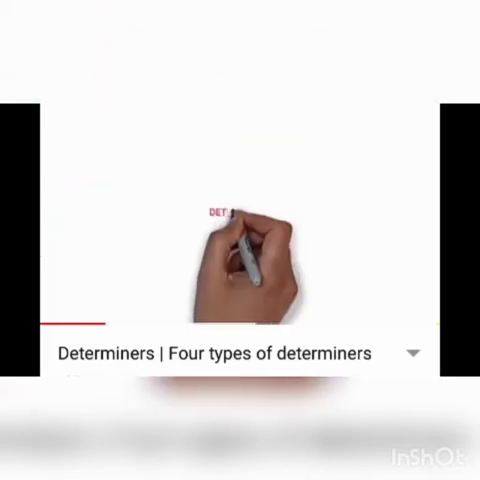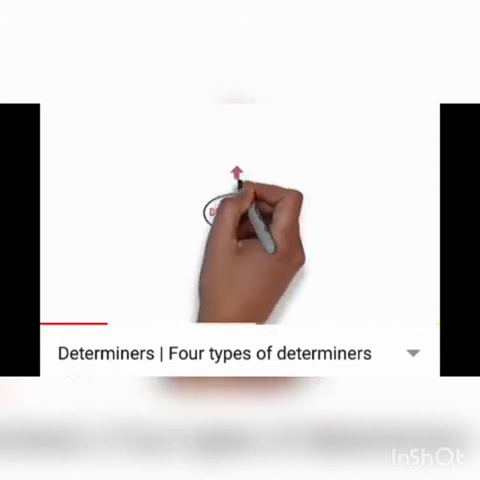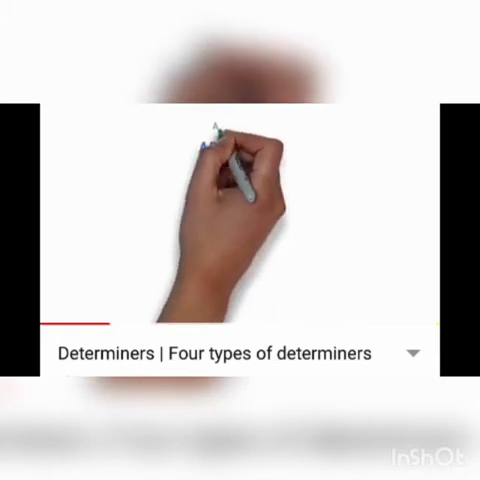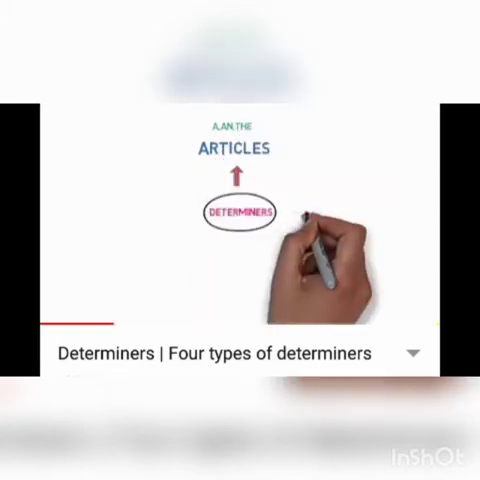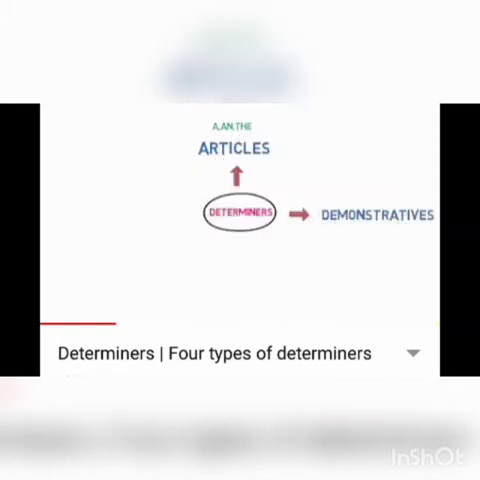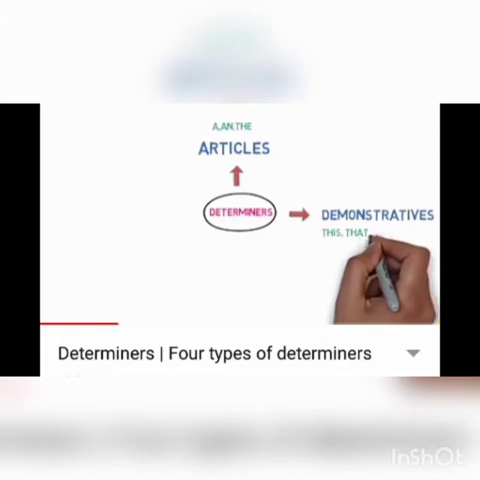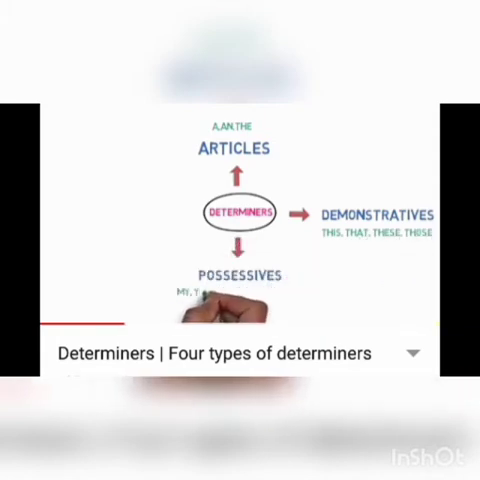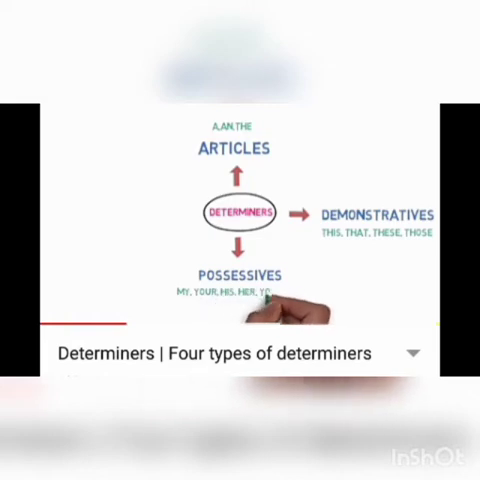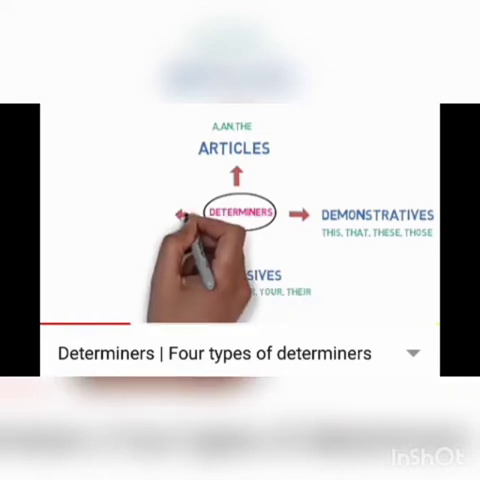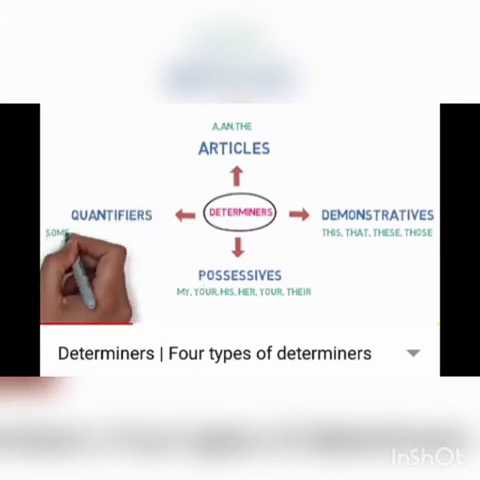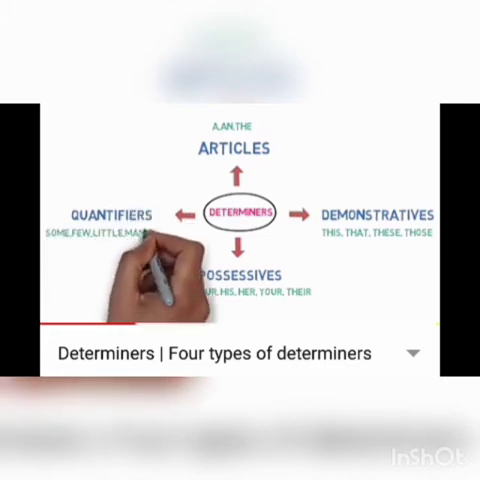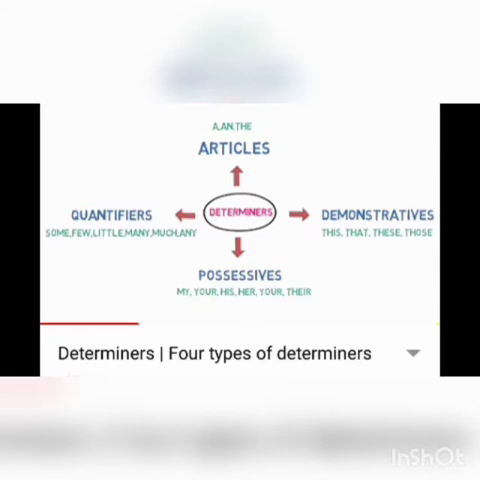Now, determiners are basically divided into 4 types. First, articles, which are a, an, the. Second, demonstratives, which are words like this, that, these, those. Third, possessives, which are words like my, your, his, her, their. And fourth, quantifiers, which are words like some, few, little, many, much, any. Now, let's have 2 examples of each type to make you clear about them.